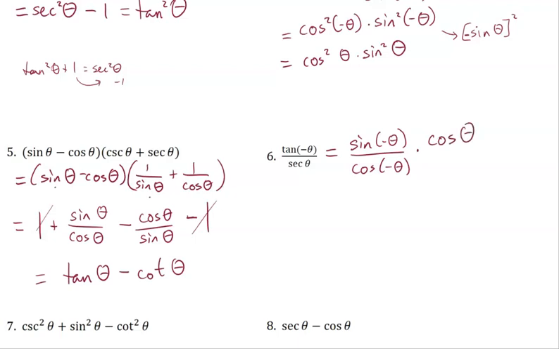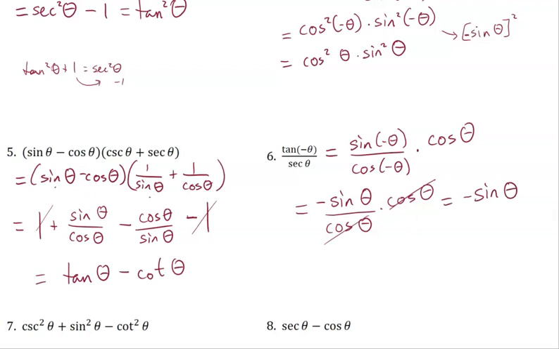Now, these don't reduce as they are, but I do know from my symmetry identity that cosine of negative theta is the same as cosine of positive theta, okay? So let's do that in 2 steps. Sine of negative theta is the opposite of sine theta, and then cosine of negative theta is the same as cosine theta. And now the cosines cancel out, so we end up with negative sine theta.